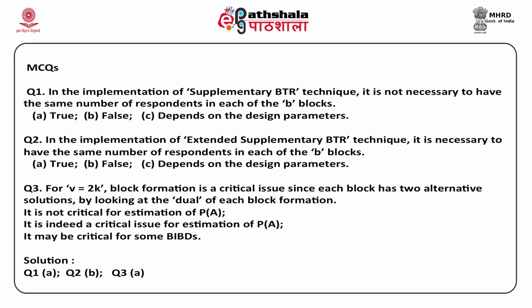As I said, if V equal to 10, I started with a block having 1, 2, 3, 7, 9, you can immediately say, why not 4, 5, 6, 8, 10, the complementary part? Because I can look at the block formation, I can also look at the dual of the block formation. Which one do I take? Is it a critical issue? Do I have to really strike my head to find out which one is better? That is the kind of question that is coming up. It is because V equal to 2k. Otherwise, if V is not equal to 2k, you know that one is k, the other is V minus k. You do not have to worry about which one to take. Anyway, they are unequal. It is not critical for estimation of PA. It is indeed a critical issue. It may be critical for some BIBDs.